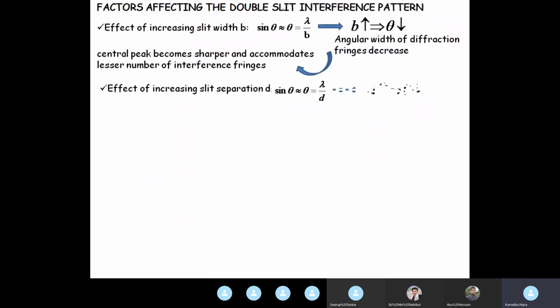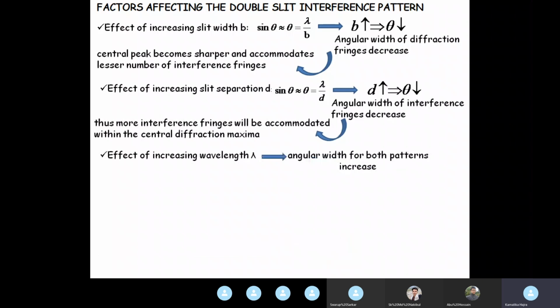And finally, if lambda, the wavelength of the incident light, is increased, as you can see that both the diffraction angular width and the interference angular width contain lambda in the numerator. So both the angular widths will increase if the incident wavelength increases. So angular width for both patterns will increase.